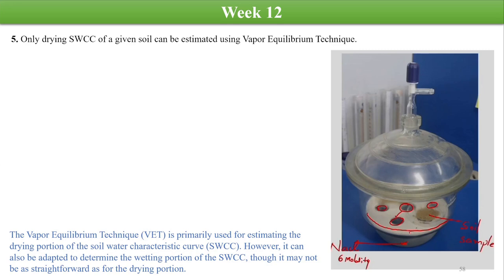Question number 5 says that only the drying SWCC of a given soil can be estimated using the vapor equilibrium technique. To a certain extent, it is true, although it has been said that the wetting SWCC can also be calculated. The vapor equilibrium technique is primarily used to estimate the drying portion of the soil water characteristic curve. However, it can also help determine the wetting portion of the SWCC, though it may not be as straightforward as in the case of the drying process. Okay, so based on this, you can answer this question.